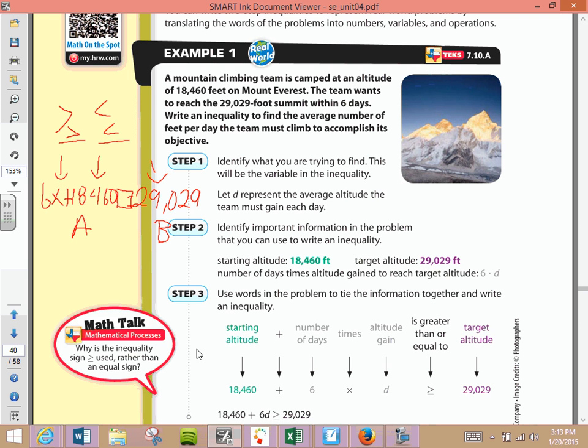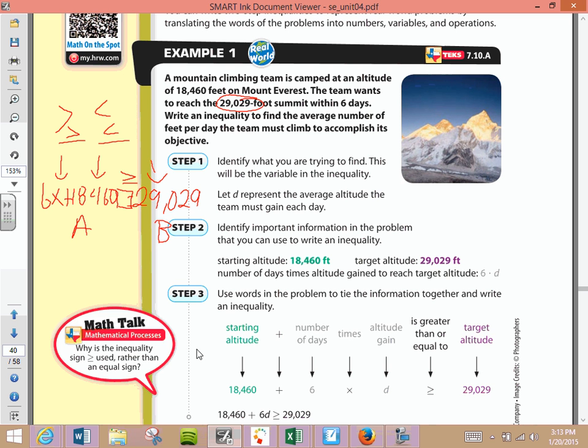Because they're trying to get to a higher point. That's right. They want to reach that point, right? If they want to reach that point, then whatever you put inside A cannot be less than that, because otherwise you're not reaching it. That means you have to get to that point or higher, and then you get to go. So we would put greater than or equal to 29,029 feet. That's how we determine it.